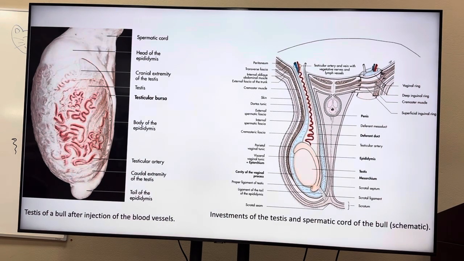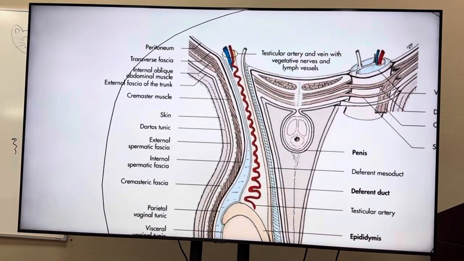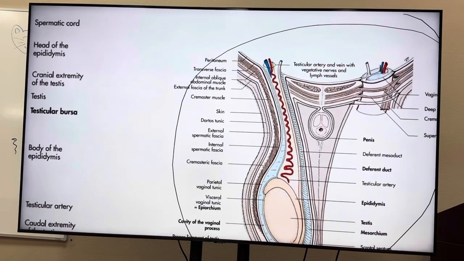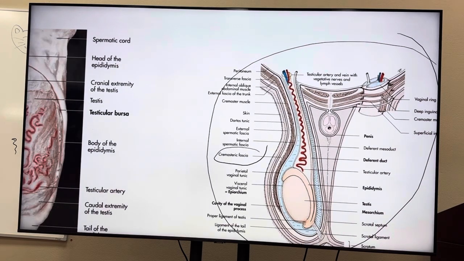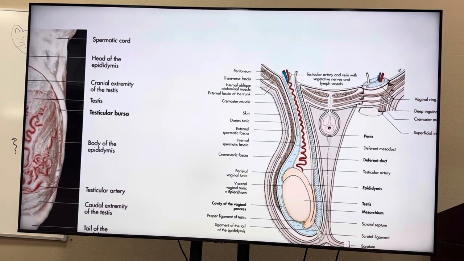So this is also talking about the histological aspect of the testicles, and the same thing here as well. Last semester we saw how these muscles form the vaginal process, and we have also seen the cremaster muscle that connects to the testicles and pulls the testicles upwards.